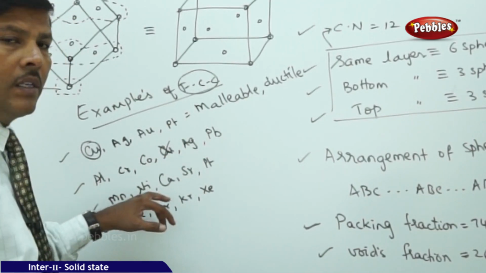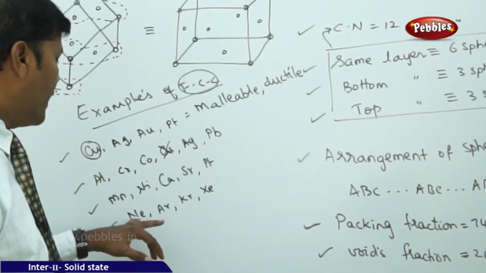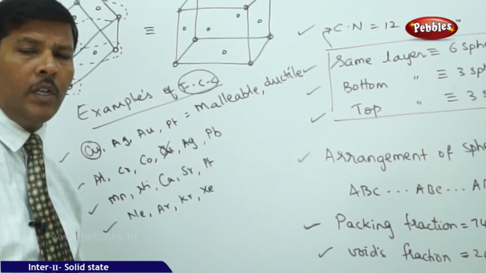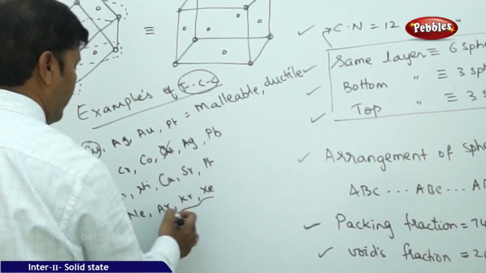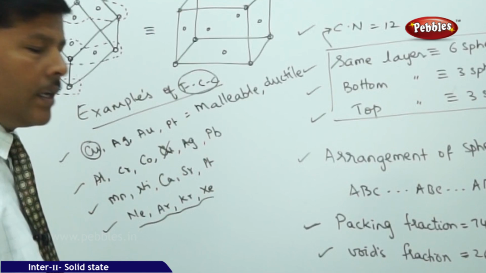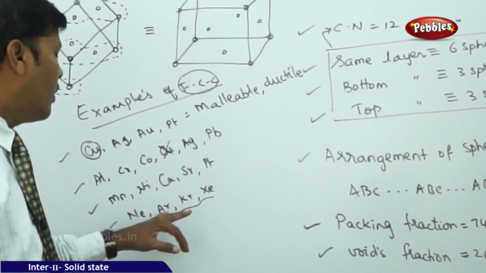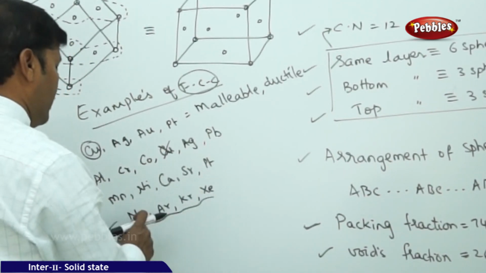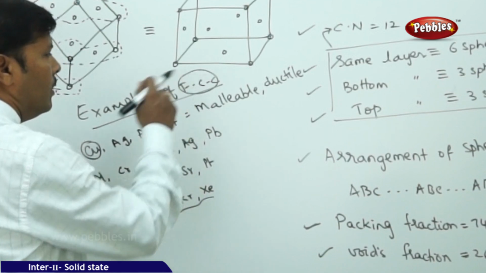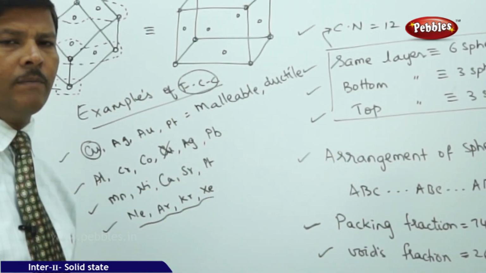Then take manganese, nickel, calcium, strontium, platinum, and neon, argon, krypton and xenon. Except helium, all the rest of the noble gases show the face centered structure. Helium is an exception. Neon, argon, krypton, xenon, they show FCC structure of 3-dimensional packing.